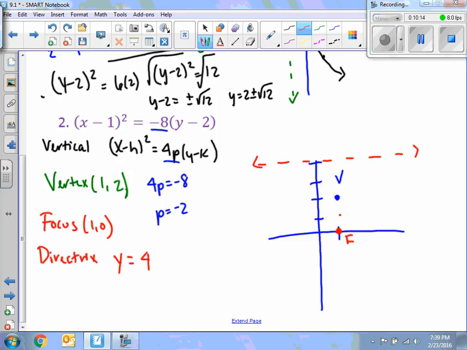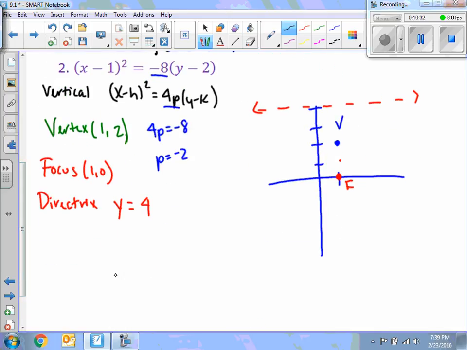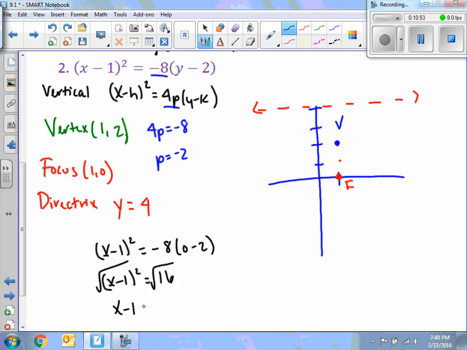Last thing we need to do is find some ordered pairs. Now, for this case, I know I'm going to be opening down, so I'm probably just going to want to find my x-intercepts. My x-intercepts occur when y is 0. So I'm going to solve for when y is 0. x minus 1 squared equals negative 8 times 0 minus 2. x minus 1 squared equals negative 8 times negative 2, which is a positive 16. Square root both sides. x minus 1 equals plus or minus 4.